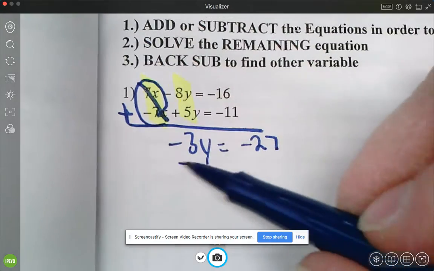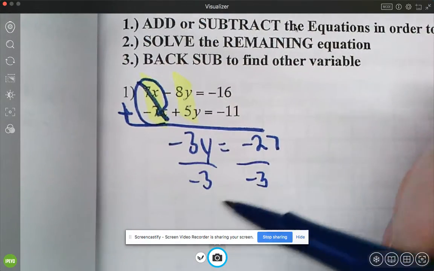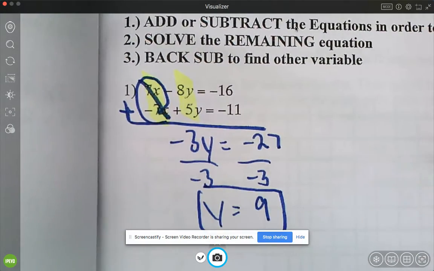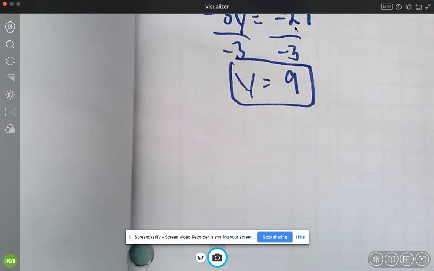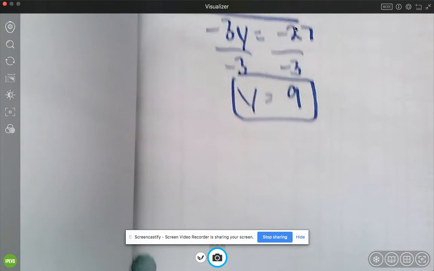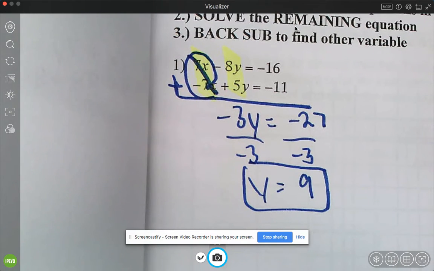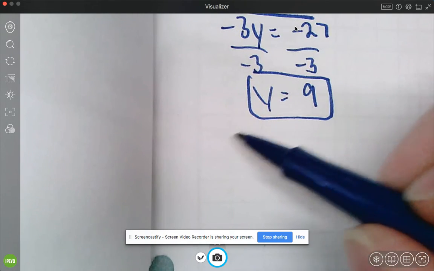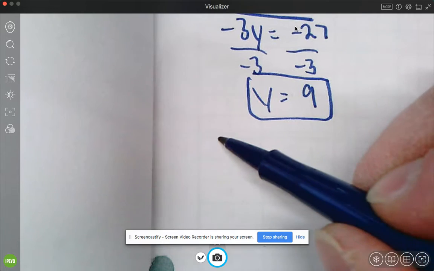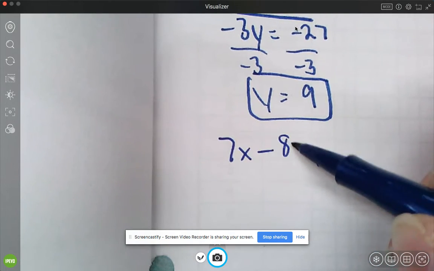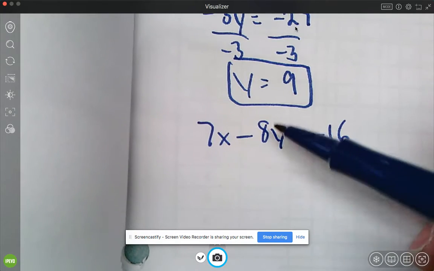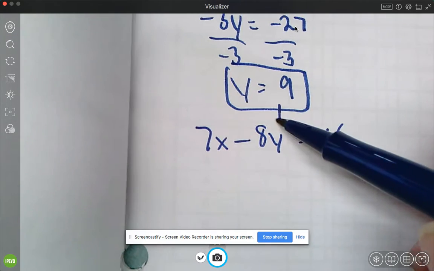And then divide both sides by negative 3. Can someone tell me what y is equal to? Positive 9. All right. So now the back sub is a little bit harder here, because now we have to back sub into something that's not an x equals or a y equals. So here I'm going to sub it into the first one. So 7x minus 8y equals negative 16. And I'm going to put it right here.